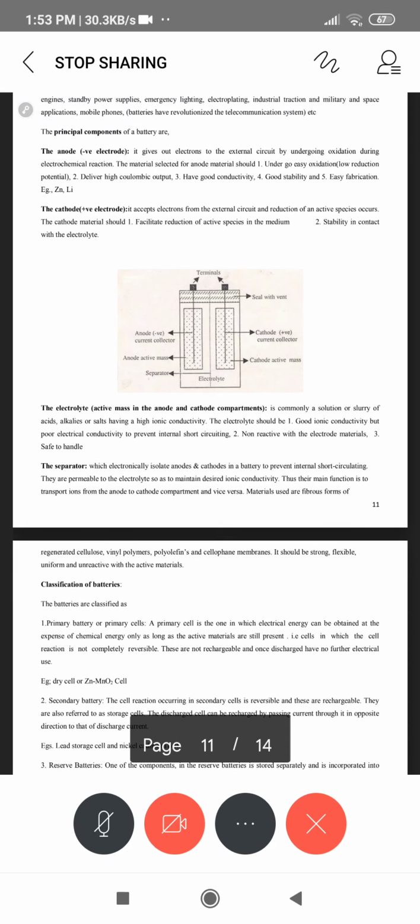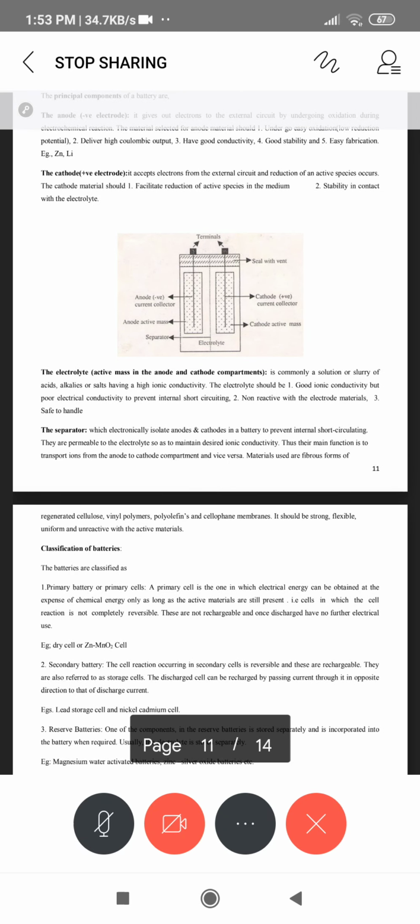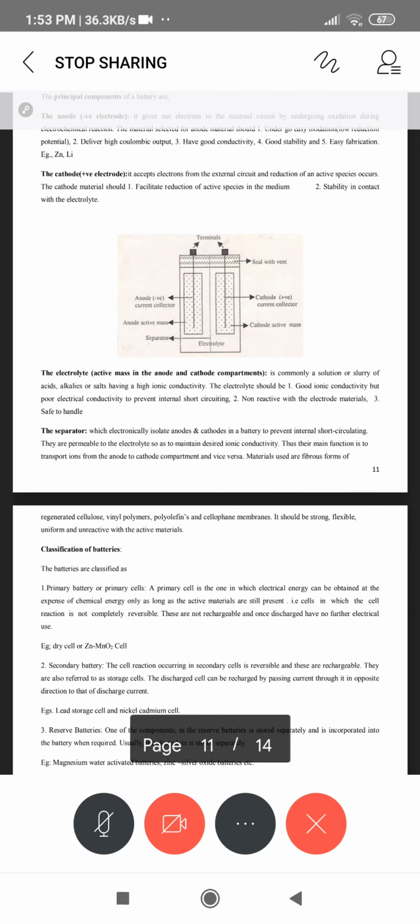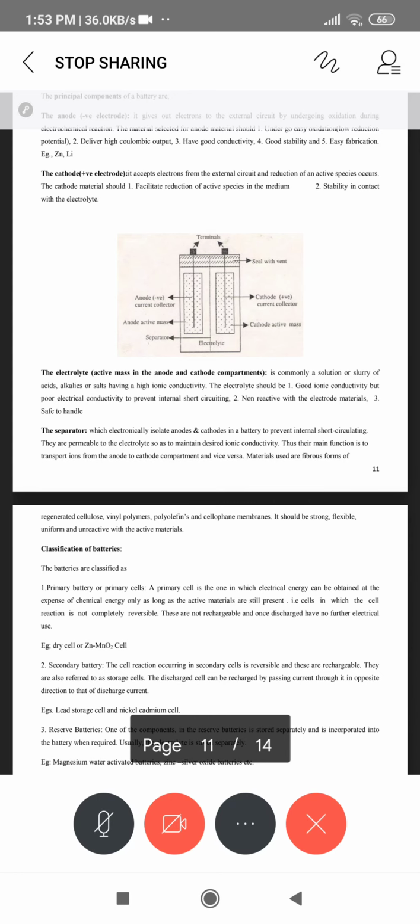So at that time, we can call it electrical energy. By increasing the surface area of the anode and cathode, we can call it a species of anodic or cathodic species. When the surface area is increased, its capacity is more.